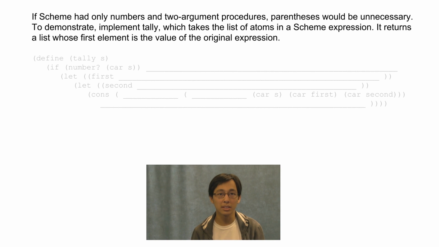If Scheme had only numbers and two-argument procedures, parentheses would be unnecessary. To demonstrate, implement tally, which takes the list of atoms in the Scheme expression. It returns a list whose first element is the value of the original expression. Assume that the original expression consists only of numbers and call expressions with arithmetic operations and exactly two operands.